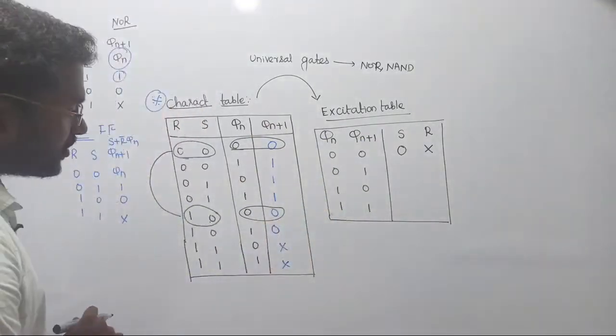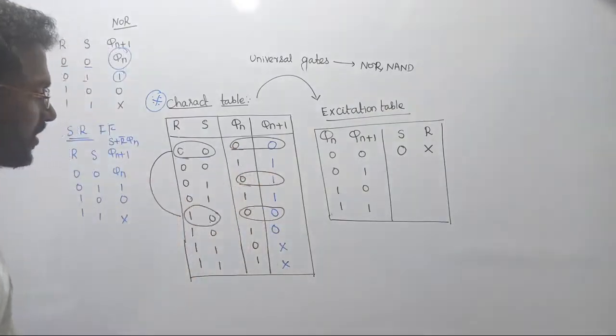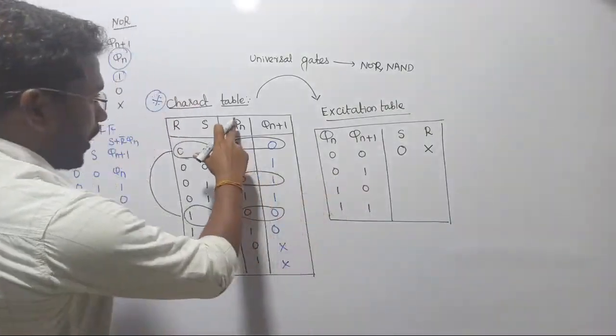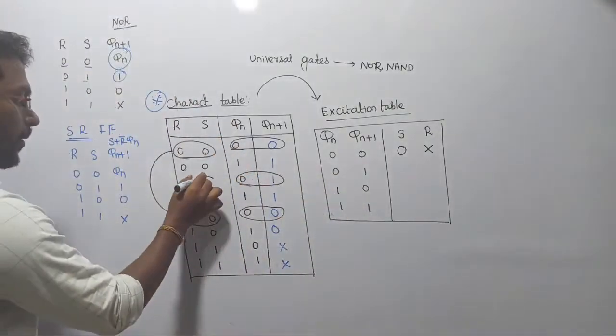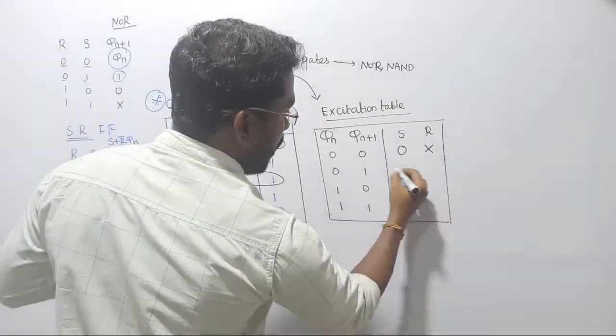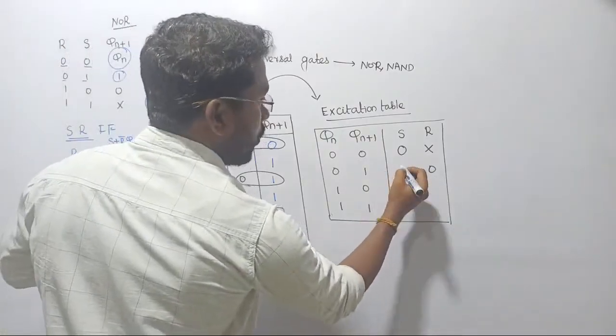How many possible outputs are there? 0 1, we have only one possibility. See there, past 0, present 1. Its possible inputs are 0 1 only. For R we are going to consider 0, whereas for S we are going to consider 1.